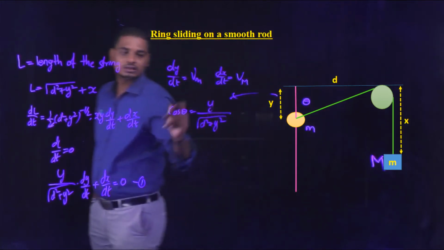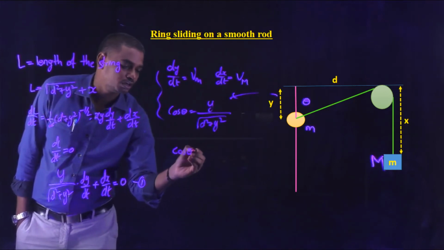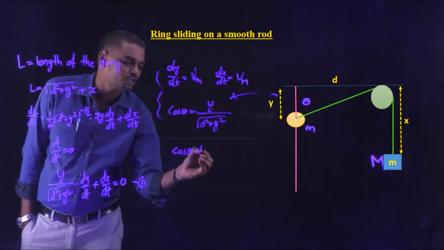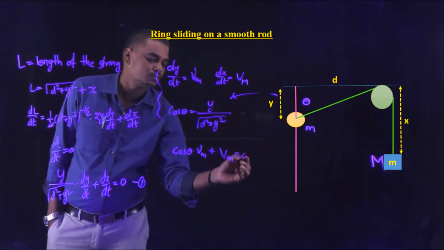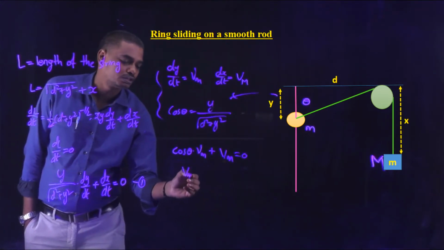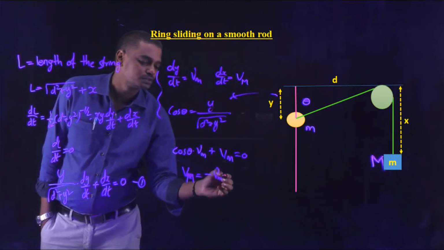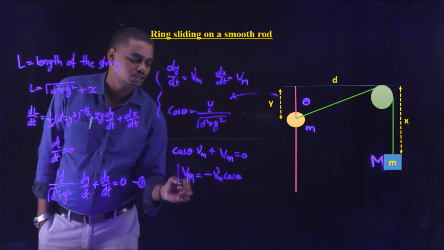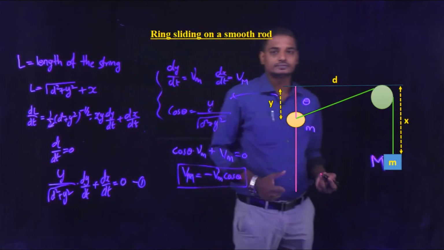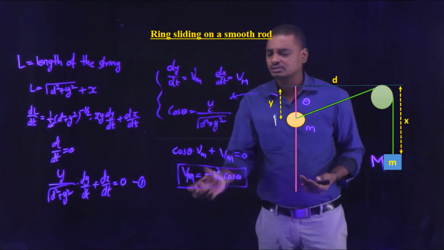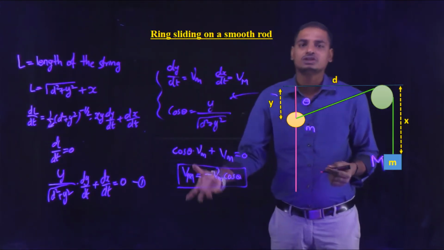So substituting all these in equation 1, we get cos theta into dy by dt, which is v small m, plus dx by dt, which is v capital M, is equal to 0, or v capital M is equal to minus v small m into cos theta. This is the relation between the velocity of the block and the velocity of the ring. If we need to find the acceleration of the block and the acceleration of the ring, we just need to differentiate again with respect to time.